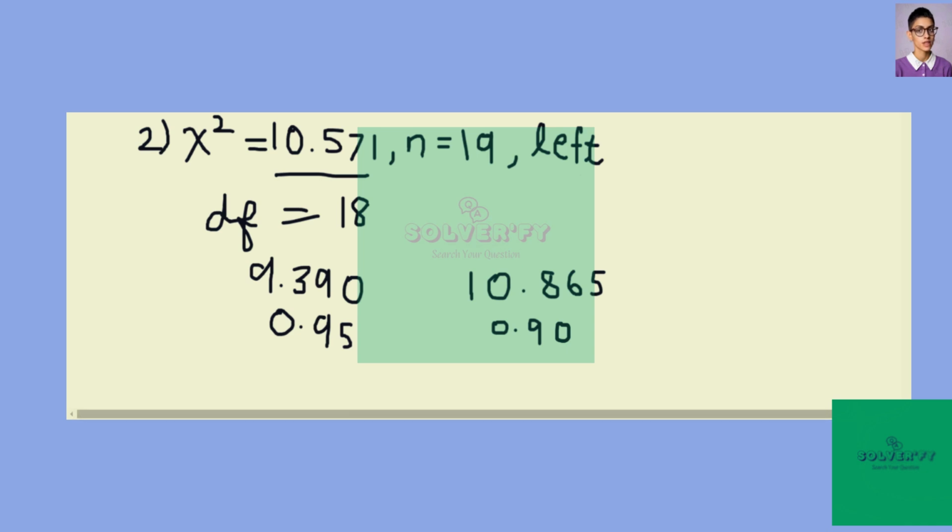Since these values are found on the left side of the distribution, each value must be subtracted from 1. 1 minus 0.95 gives us 0.05 and 1 minus 0.90 is equal to 0.1. Hence, the p-value interval is 0.05 to 0.1.